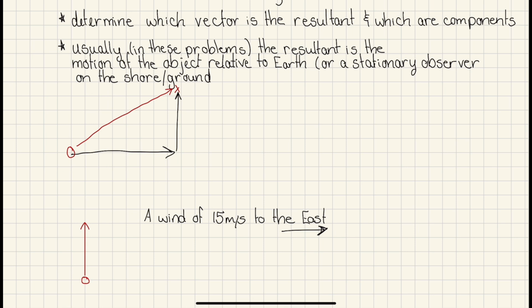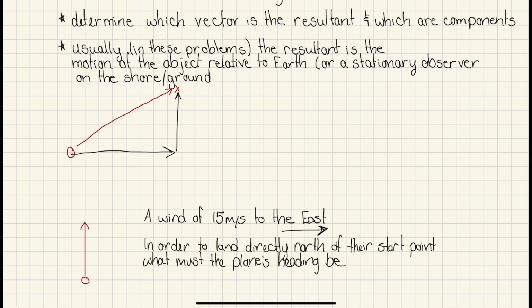And then very often the question will ask, in order to land directly north of their starting point, what must the plane's heading be? When we ask for a heading, this is the direction that the pilot or the captain of the boat is going to point the vessel. So at what angle and direction does the pilot or captain have to point the vessel? So we have a couple things we're now going to be thinking about. We know that the outcome desired is what we've already drawn. It's directly north from where they left. So that's our resultant. But we have a couple other components to think about.